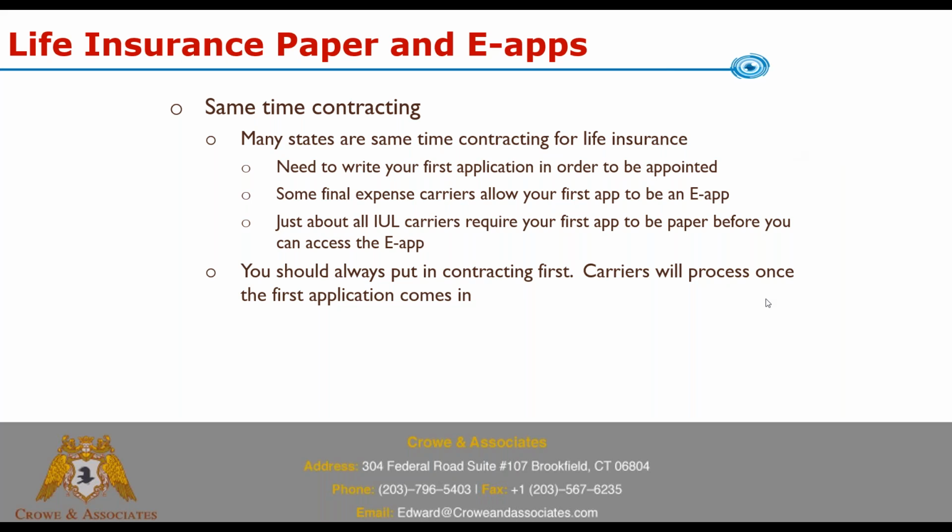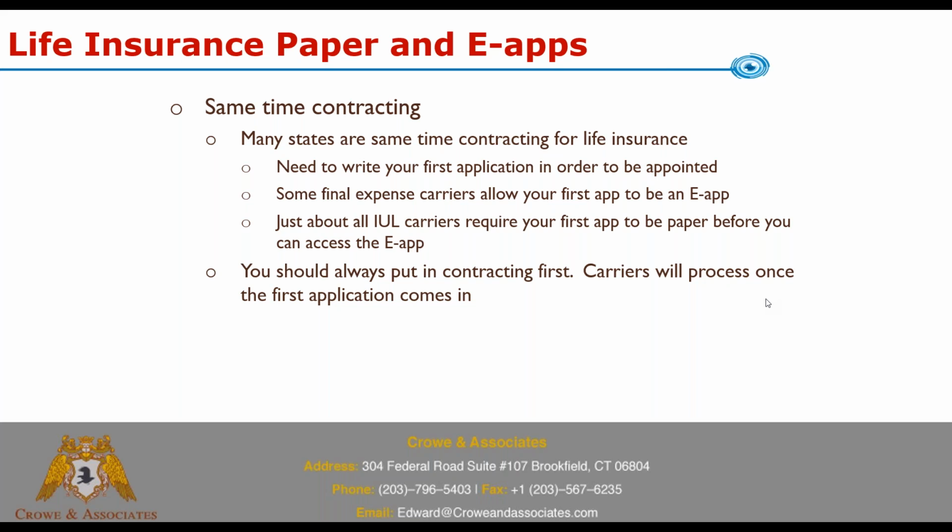Okay, so first thing, and again, this is going to be applicable to final expense. We're going to talk about final expense, term, UL, and IUL. The first thing is a lot of companies are same-time contracting in most states. So same-time contracting means you can do your contracting for that company, final expense, term, UL, whoever the carrier is. You can do your contracting, but the company won't actually process that contract and have you be an agent until you submit your first application.